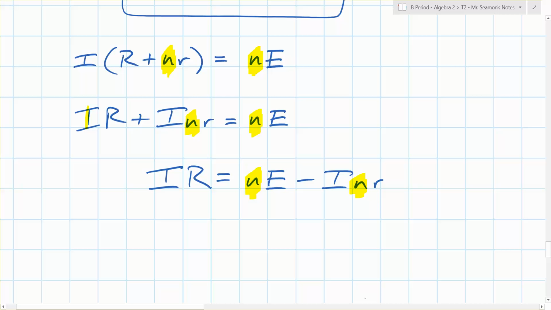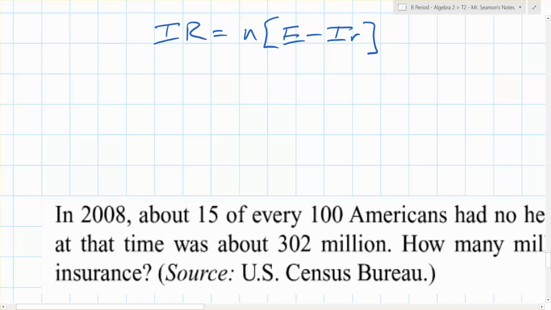Factor. Which side do I factor? The one with the N's in it. Exactly. What do I factor out? The N. So I have IR is equal to N times E minus IR. Now what do I divide by? E minus IR. So what do I have? IR divided by E minus lowercase r equals what?